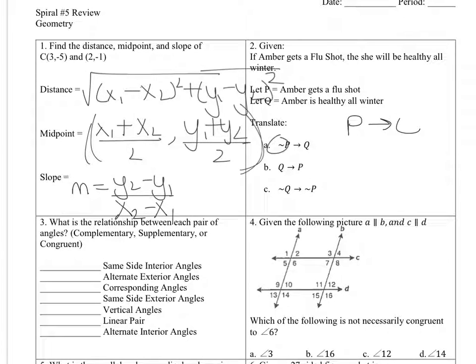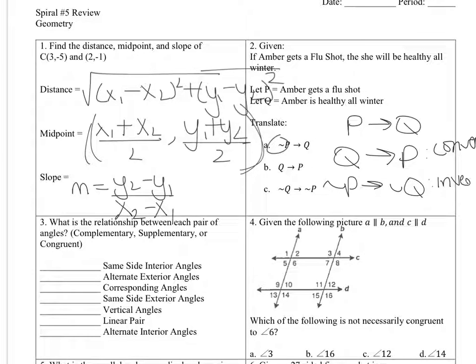If PQ is my conditional statement, what would my converse statement be? I'd flip it. It'd be QP. This would be my converse. What about my inverse? It'd be squiggle P, arrow, squiggle Q. That's my inverse. What about contrapositive? Squiggle Q, arrow, squiggle P. That's my contrapositive. Okay? Hopefully your ears are on for that one.